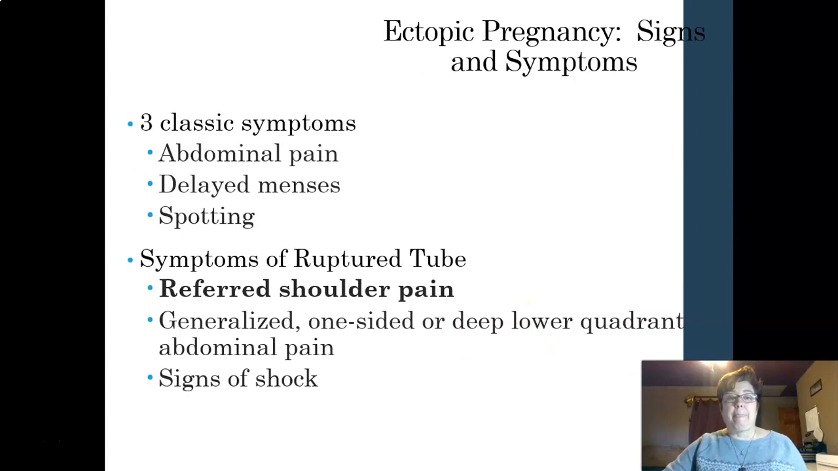The key symptom, circle this, highlight this, whatever you want to do. The red flag that the ectopic pregnancy has ruptured is she will complain of referred shoulder pain, okay? Which shoulder, it doesn't matter. What is happening is because the tube ruptured and she is now bleeding into her abdominal cavity, that bleeding is irritating the diaphragmatic nerve, and that is what's causing the shoulder pain, okay?